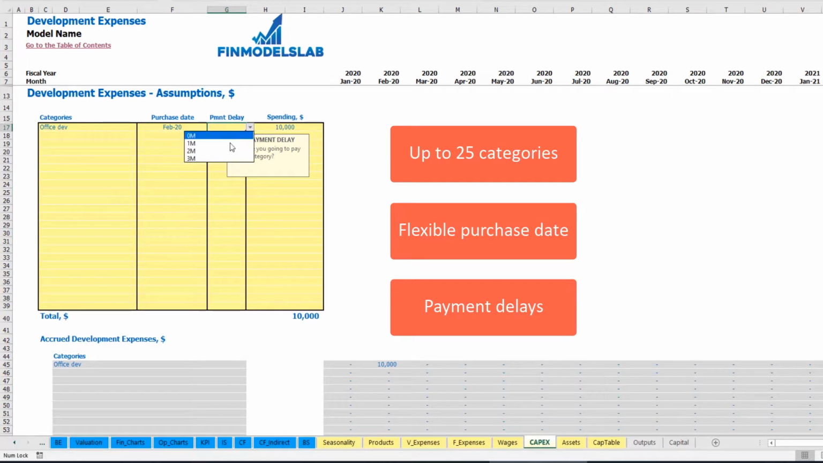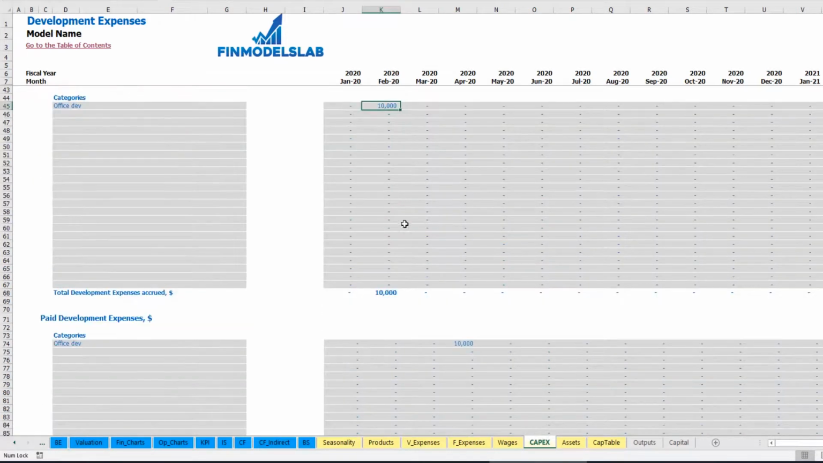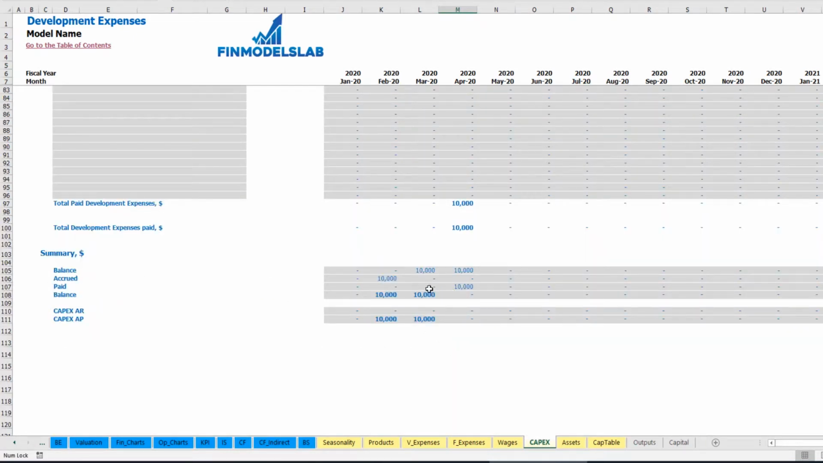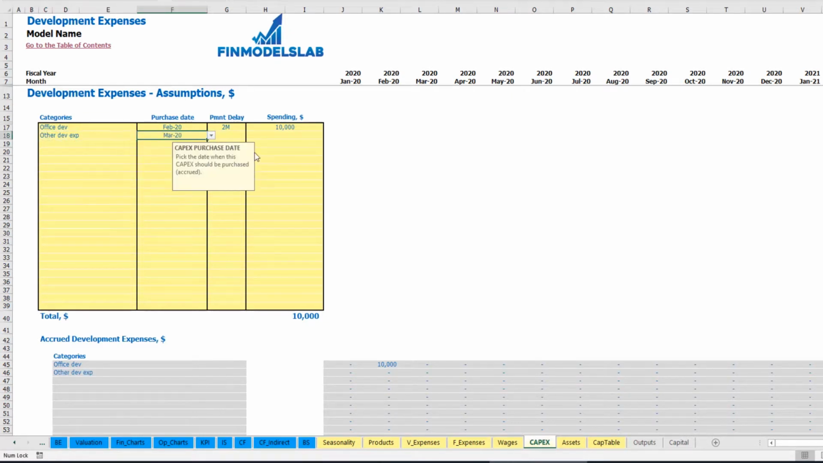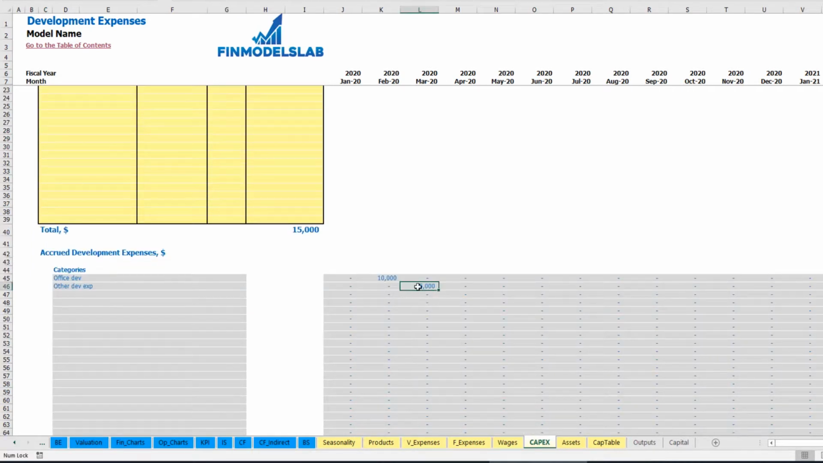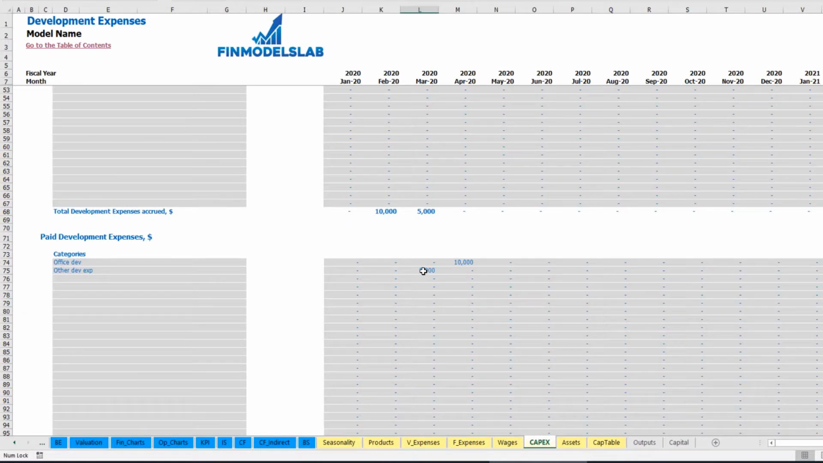What does it mean? Let me set up 2 months for example. It means that this amount will be accrued in February because purchase date is February, but paid development expenses will be in April 20 for this office development. And you will have some balance of CAPEX accounts payable for 2 months. Let me give you another example. Other development expenses. Let's say March 20, $5,000 with 0 payment delay. This means that this amount is accrued in March and paid in March as well.